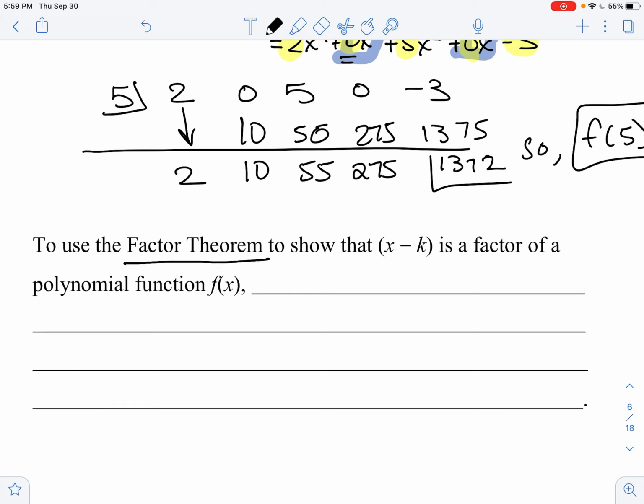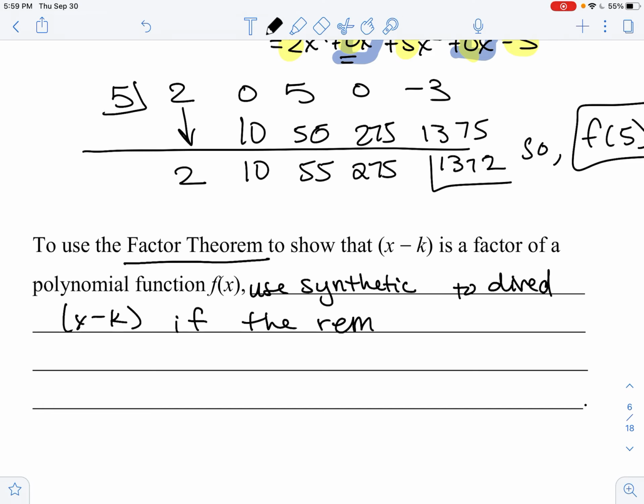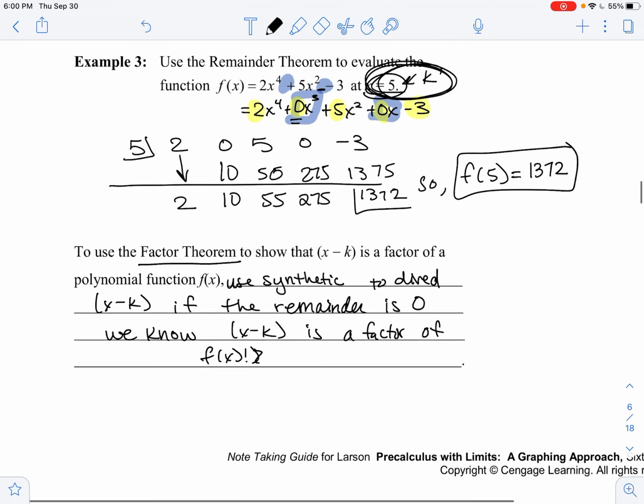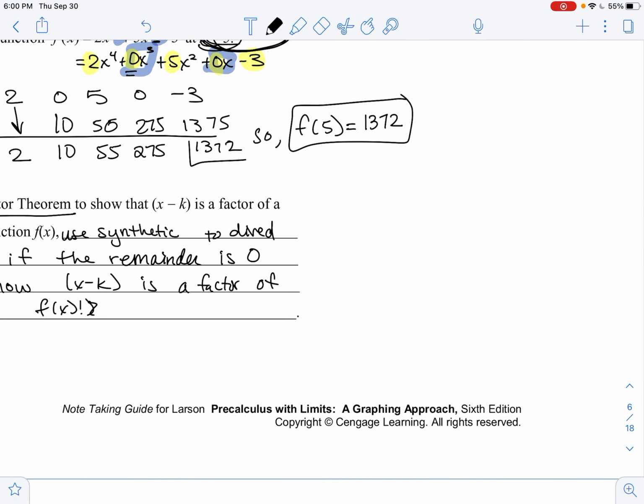So to use the factor theorem, here's what we need to know. We're going to use synthetic division, again, the shortcut, to divide by the factor x minus k, and if the remainder is 0, then we know x minus k is a factor of f of x. Okay? All right.